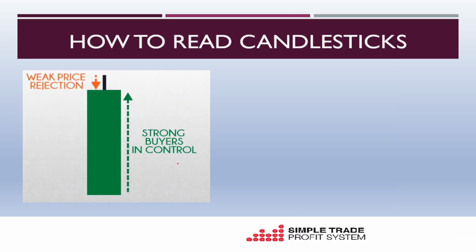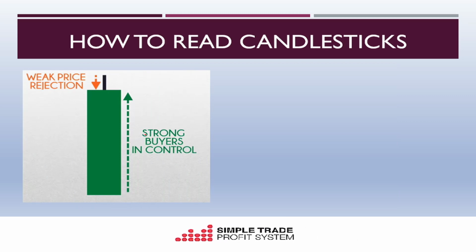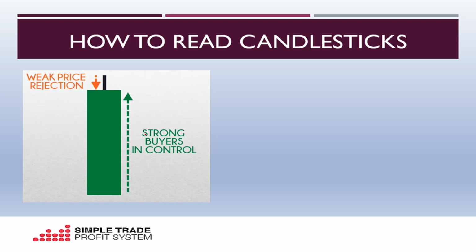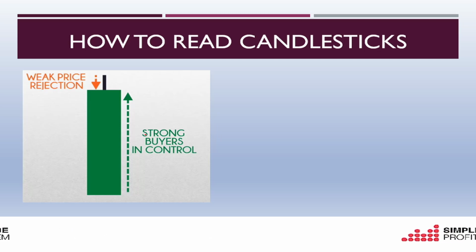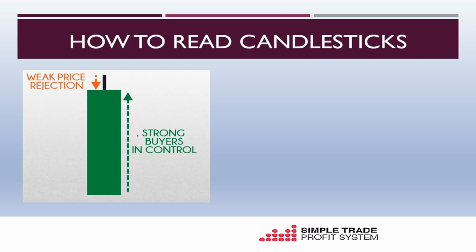So let's just go a little bit more in depth with this. There are two components to the candle, the body and the wick, but the third thing you really have to pay attention to is the body of the candle relative to the wick. So let's look at this example here on the left. What is this telling us?